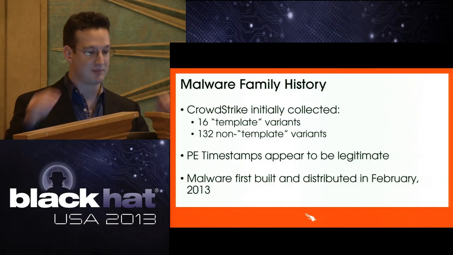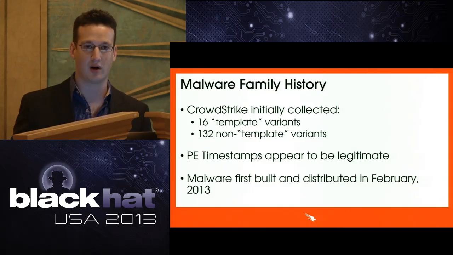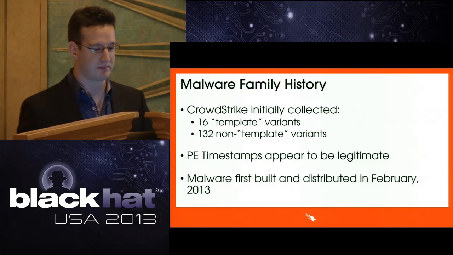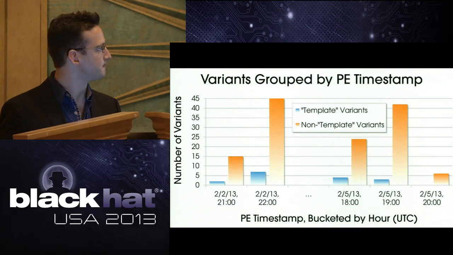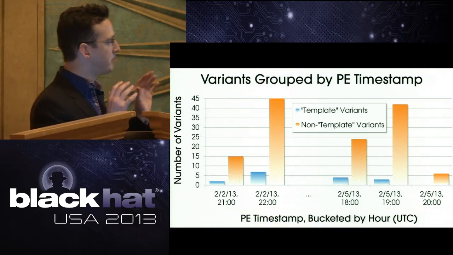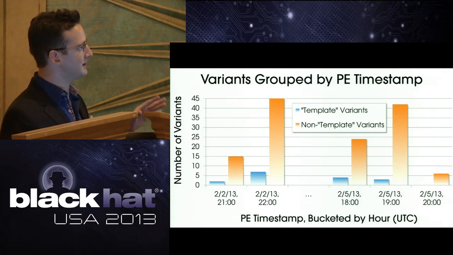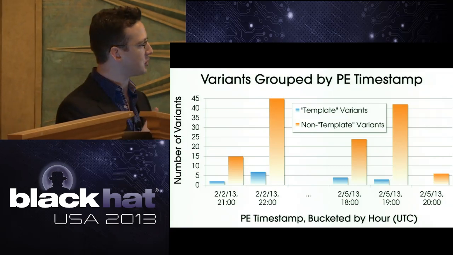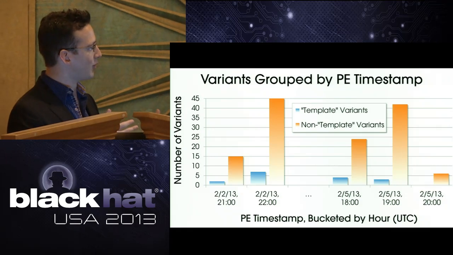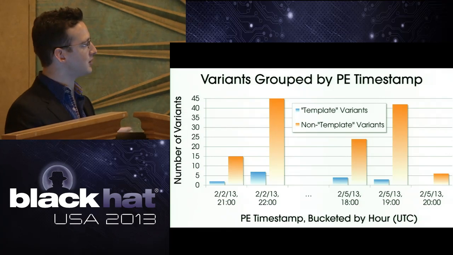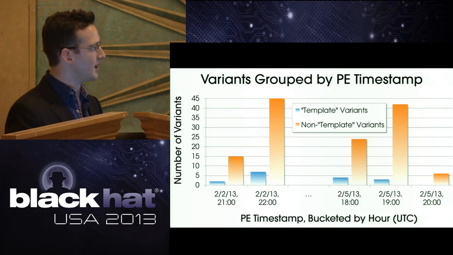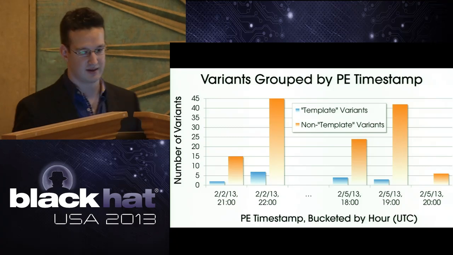And based on the PE timestamps for all these samples, the malware appears to have first been built and distributed in February of 2013. So here's a bucketed graph of the samples that we initially collected. You can see that they appear to first be built on February 2nd, and then there was a 3-day lull. And then again, there's some more that are built on February 5th, but all around the same hour of day.